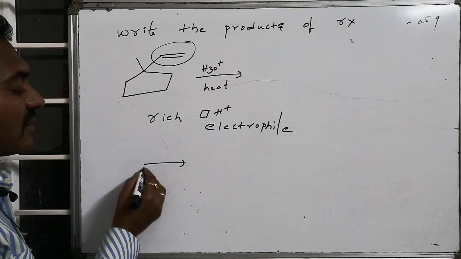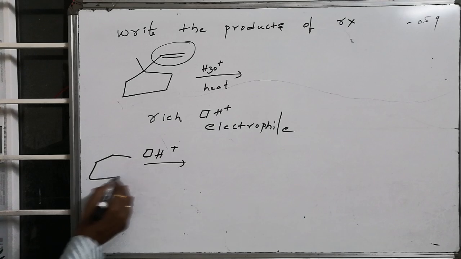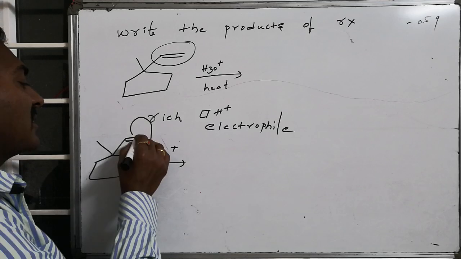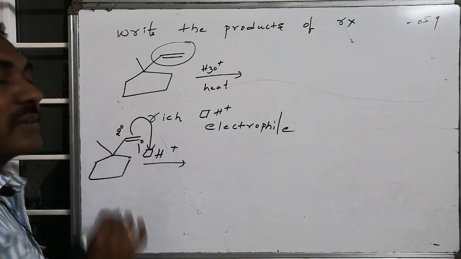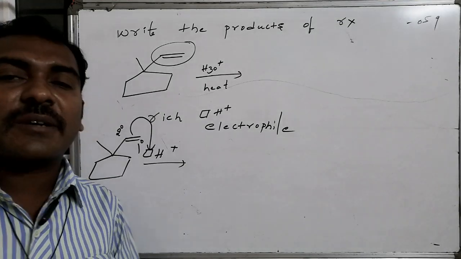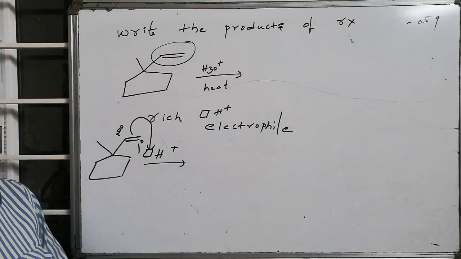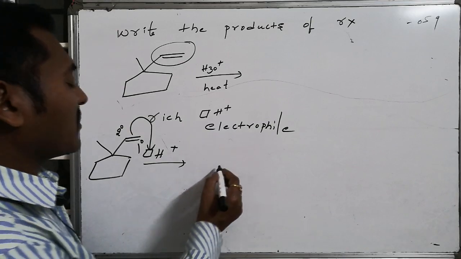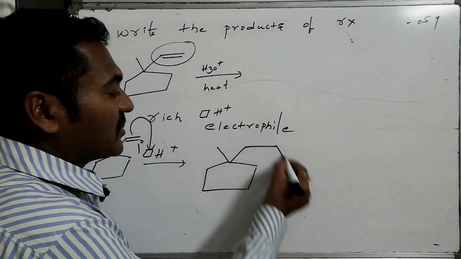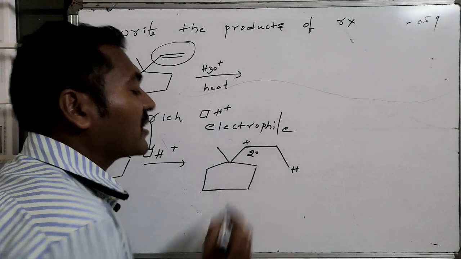So if we go for the reaction, our starting material reacts with H+, and the pi bond donates its electron density. See how nicely the reaction is occurring. There are two chances. This is a primary carbon and this one becomes a secondary carbon. Secondary carbocation is relatively more stable compared to the primary carbocation. So H+ is connected to the terminal primary carbon, thus generating the corresponding secondary carbocation.